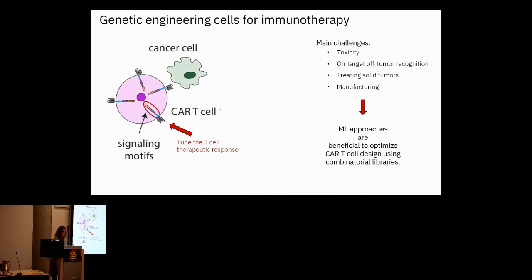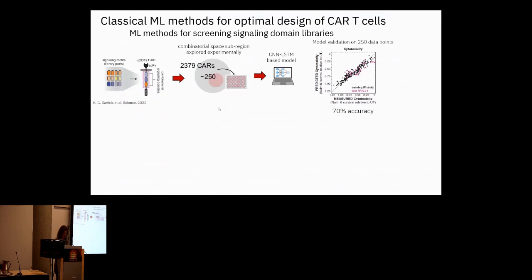In the past year, we demonstrated that machine learning approaches based on combinatorial library of signaling motif are greatly beneficial to optimize CAR-T cell design. And in these slides, going from left to right, our collaborator designed a combinatorial library of signaling motif that can be placed in 3 different positions inside the intracellular domain of the T cell receptor. They identify a library of 2,300 CARs, but they were able to test experimentally only 250 elements.